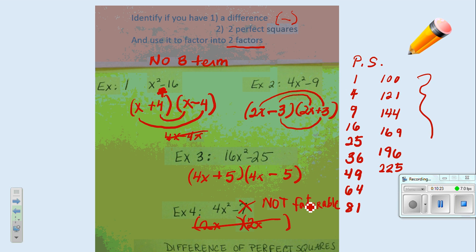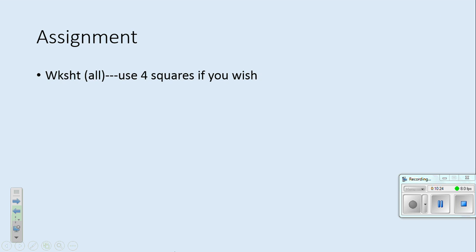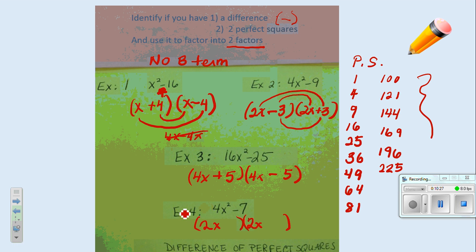So that's all we have today with the difference of two squares. Not factorable.